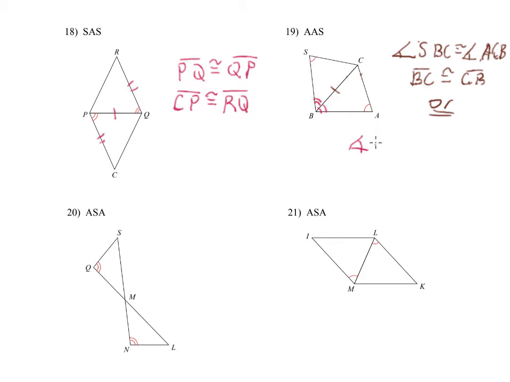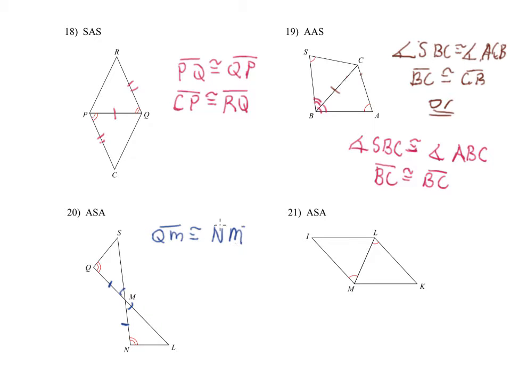Now I could have chosen to go the other direction and say, okay, let's get angle SBC congruent to angle ABC. And then we can get the shared side BC congruent to the shared side BC. And then that's also angle, angle, side. So there might be more than one way to do these. Okay, on number 20, angle, angle, side, I need to get QM congruent to NM. And I need to get angle QMS congruent to angle NML.